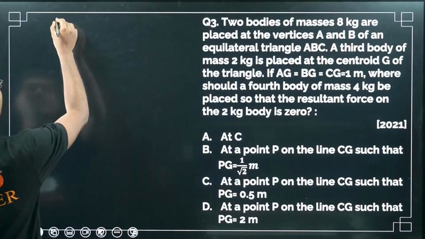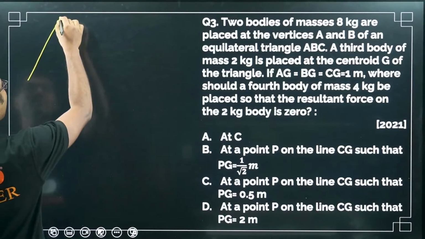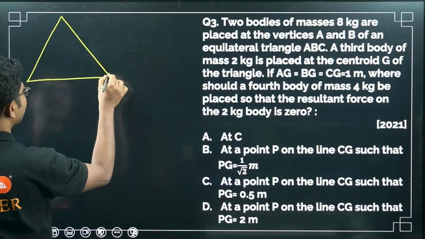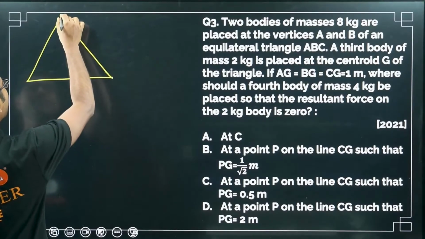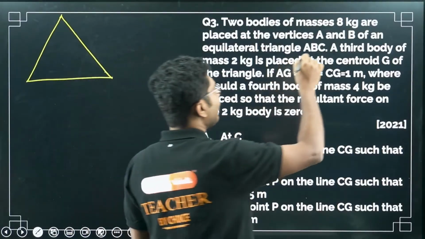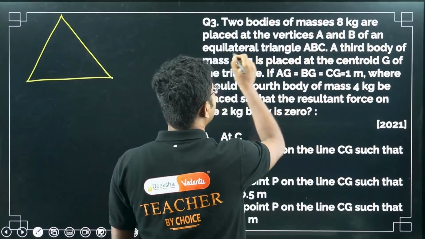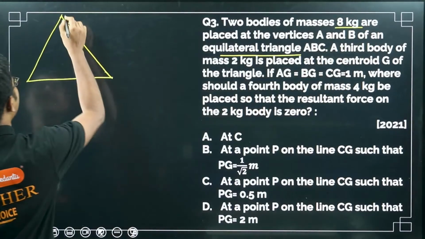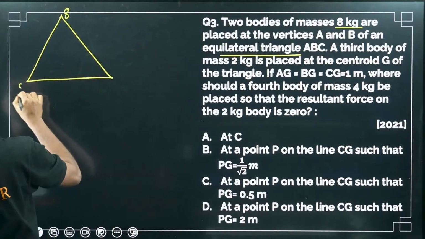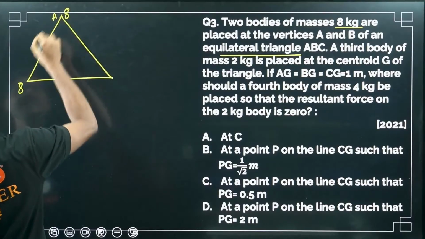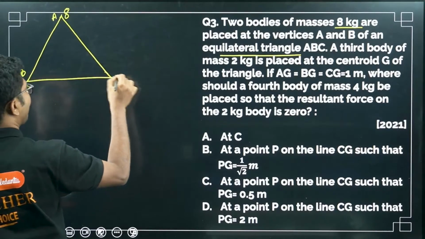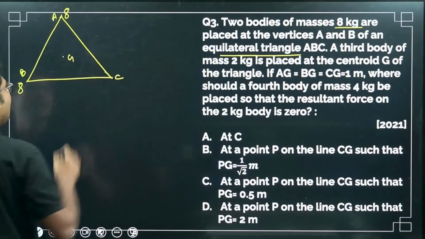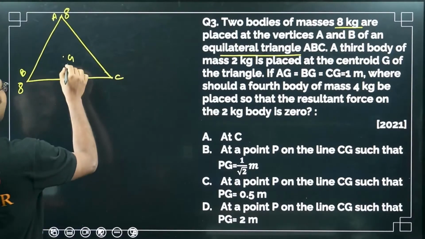So we solved the problem yesterday. I am solving it quickly so that if you have missed yesterday's class, you can still cover it up. So what is the problem? There is an equilateral triangle, and the masses, two 8 kg masses, are placed on two vertices. One is A, this is B, and this is C. And there is a centroid G where we placed another mass of 2 kg.